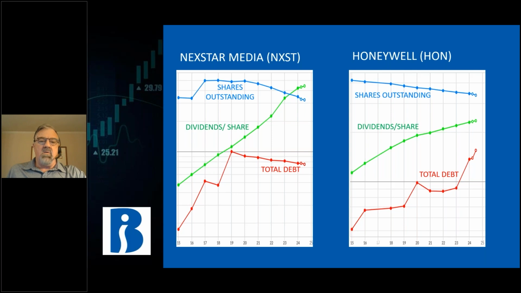So here we have Nexstar Media on the left, and you can see that distinct downtrend in shares outstanding while dividends are increasing and debt is being paid down over the last half decade. On the right is Honeywell, so a much larger business there, but also shares declining, dividends increasing. Total debt had been at a manageable level, has increased in the last year due to some discrete acquisition activity that the company undertook. We're not going to ding them based on that increase.